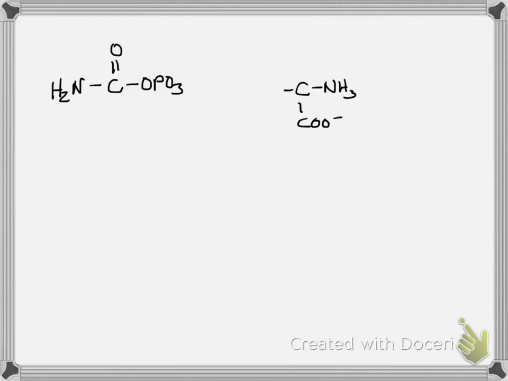Now the next reaction is we take our carbamoyl phosphate and react it with an unusual amino acid. It's an amino acid that is not found in proteins, but it's an amino acid nonetheless. This amino acid is called ornithine.